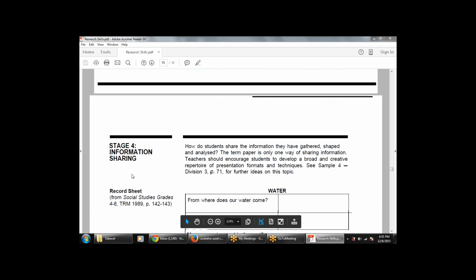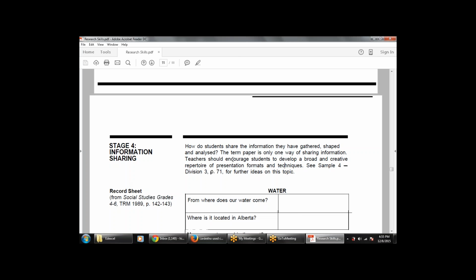So the next part is information sharing. That is how we can share the information and put it into practice, among the students and among the teachers. So how do students share the information they have gathered, shaped and analyzed? How to share the information? Paper is not the only way of sharing the information.